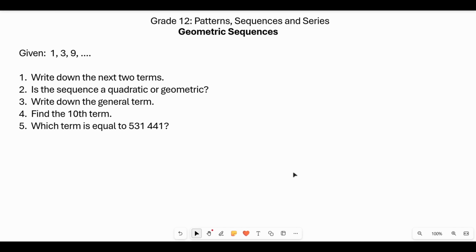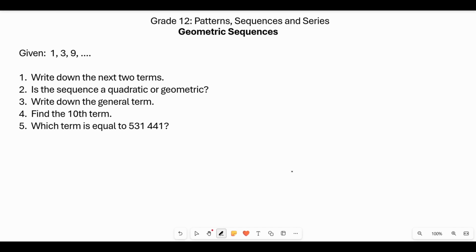Hello, grade 12. Welcome to our continuation of the topic pattern, sequence, and series. But in this particular case, we're going to be focusing mainly on geometric sequence. This is a new one, and it's a new word for you, but geometric. In this particular case, we're just going to browse through the basics on how to get around questions. Then on other videos, we're going to be tackling how to answer exam type questions.